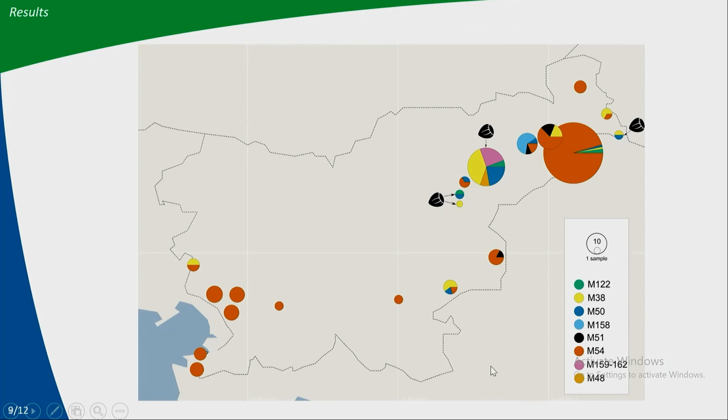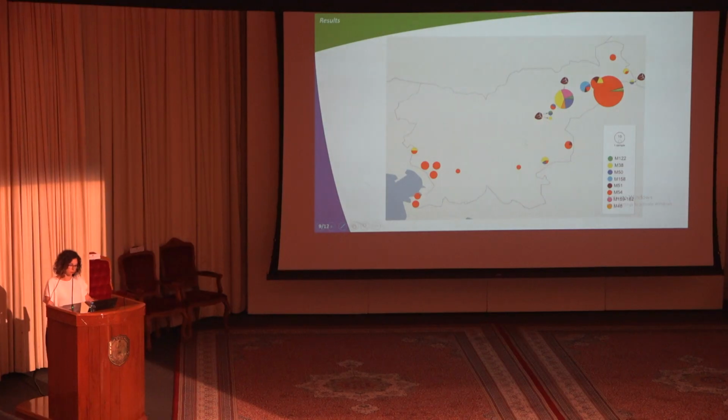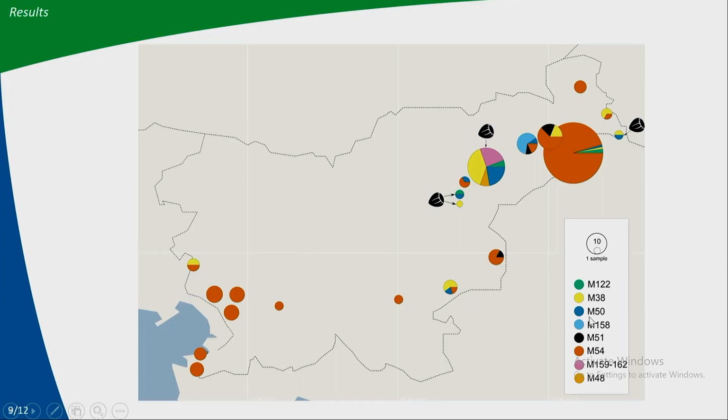If we just quickly look at the locations, M54 is present in all regions in grapevine, and also M38 in yellow. Hazelnut orchards are marked with this hazelnut sign, and it's interesting that the diversity of genotypes in just one hazelnut orchard was higher than in all the vineyards of Slovenia.